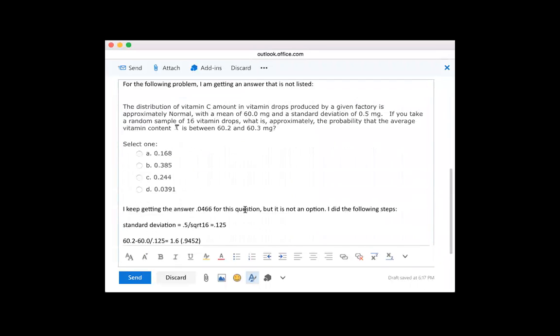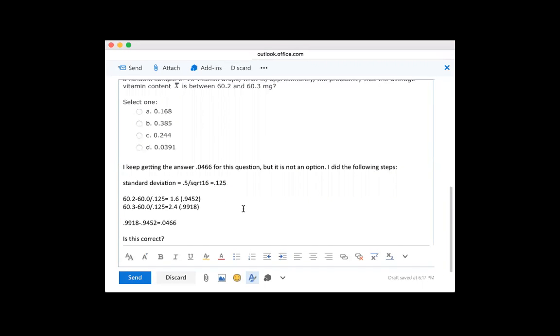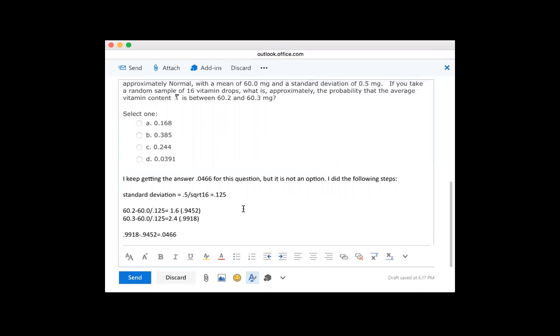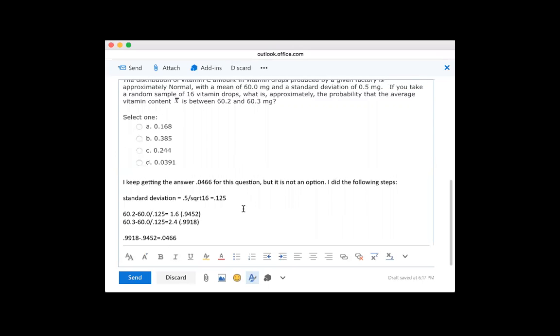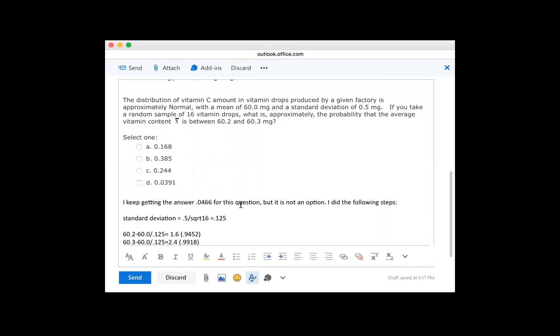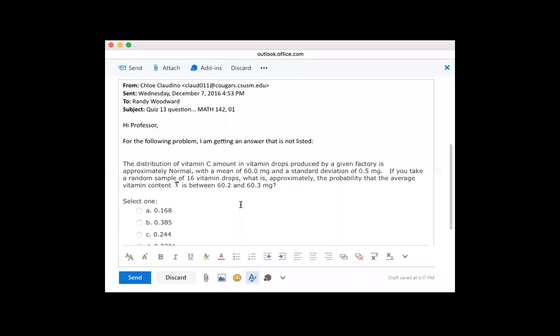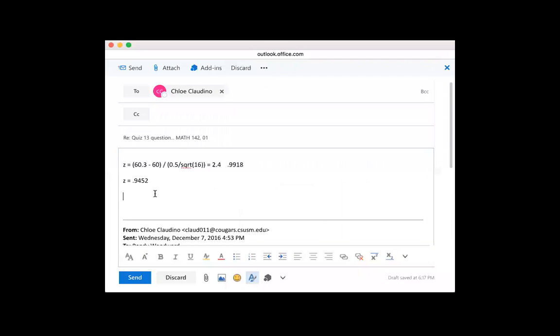I'm sorry, where did you get those numbers from? The z-score chart on the end of the book. Oh, the z-score chart. Right. Okay. So I was very confounded, and maybe somebody else is too. It's like, where is 0.466 on the answer list?